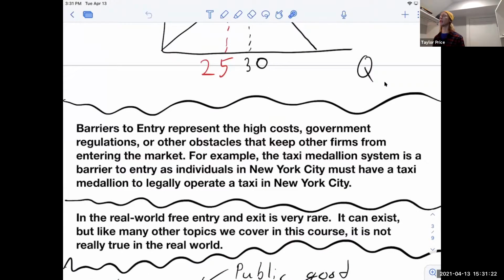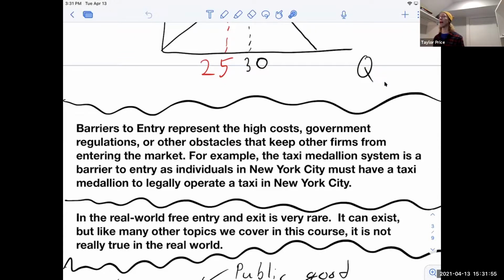Okay, so someone asked about barriers to entry. Barriers to entry usually refer to high costs, government regulations, or other obstacles that keep other firms from entering a market. For example, the taxi medallion system in New York City is a really good example of a barrier to entry, because if you don't have a taxi medallion, you can't legally operate a taxi in New York City. That's just an example of what a barrier to entry does.